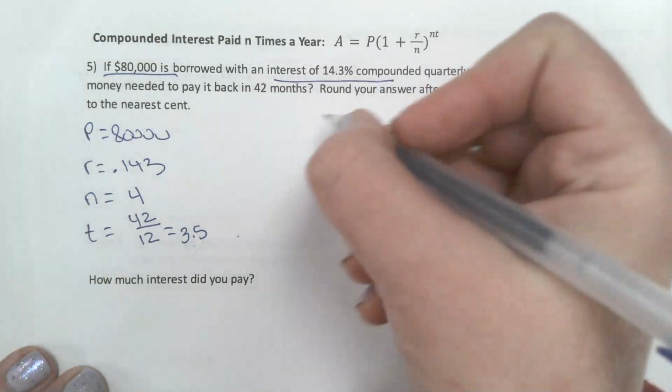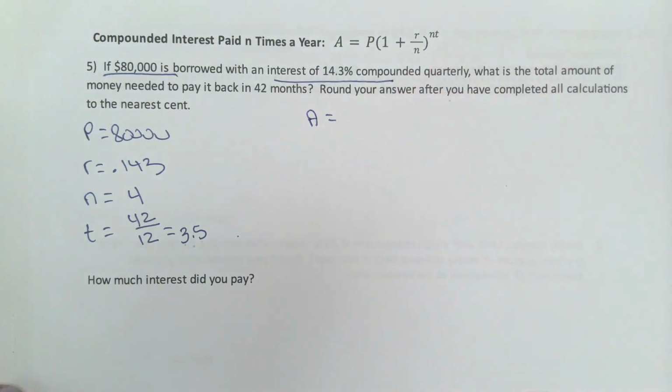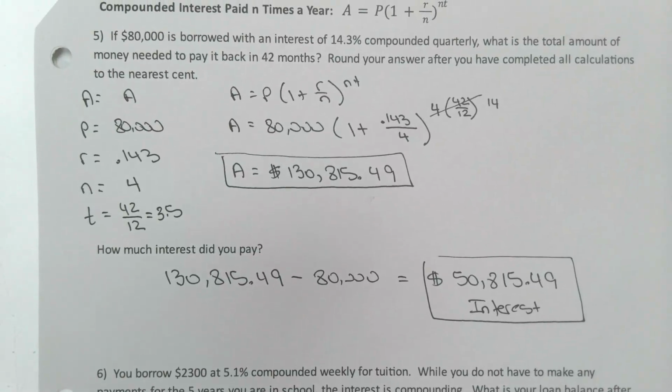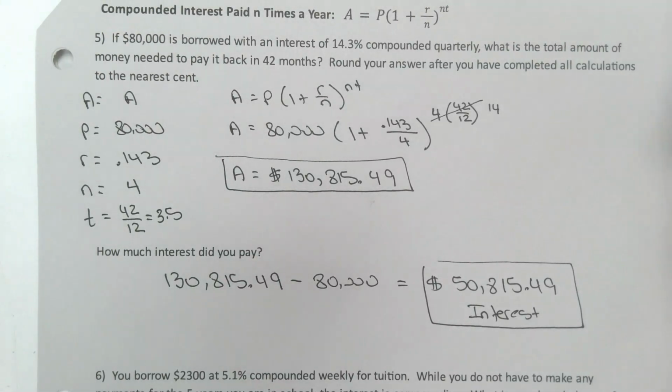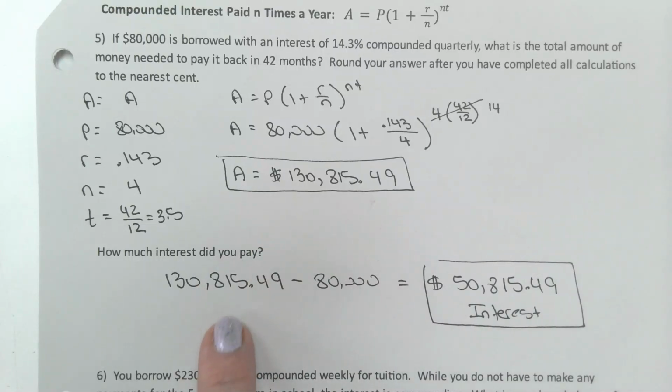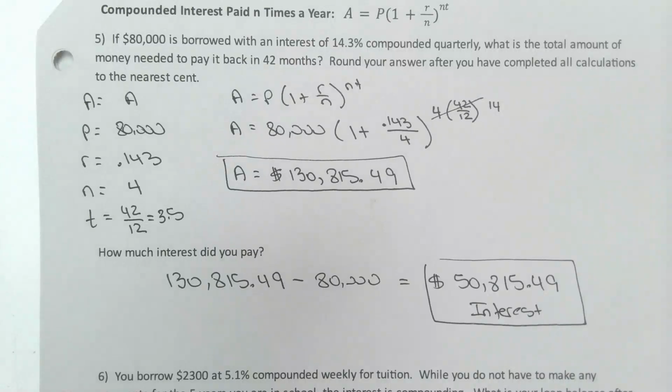All right, so now we're just going to do more of the same, and we're going to figure out how much interest did you pay on this. And I'm going to hit the pause button because this is just more of the same. All right, so here are the answers. So on number 5, you should have gotten $133,815.49 if you wanted to know how much interest you paid. So take that future amount minus your principal, and that's how much interest that was paid.